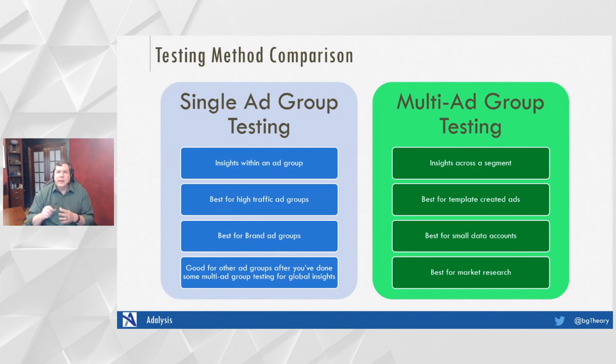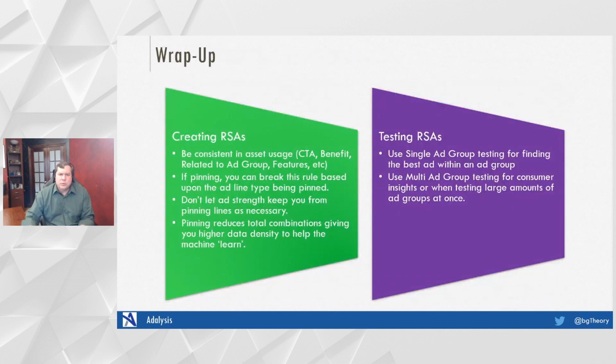Multi-ad group testing is better when you want insights across a segment. You're creating a lot of templated ads, or you don't have a lot of data. So you have so little data, you can't really do single ad group testing. By using multi-ad group testing, you can at least do some. Or if you want that sort of market research that gets distributed to other places in the company, it's good to use multi-ad group. So just sort of wrapping up and thinking about this.